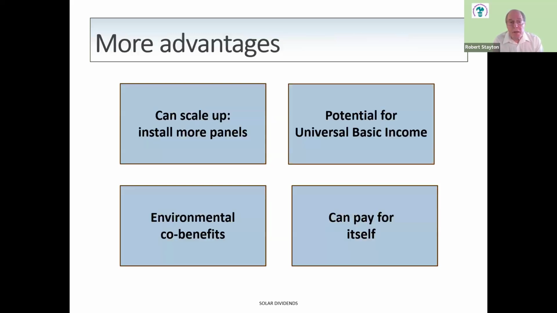Wait, there's more. Importantly, the system can scale up by adding more panels to support more people. In fact, it could scale into a truly universal basic income. And of course, the solar panels have many environmental co-benefits, including reducing greenhouse gases and air pollution, among others.